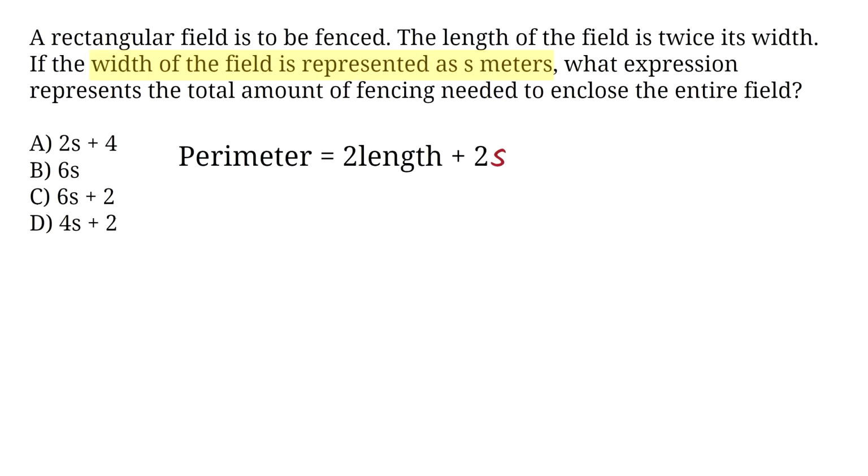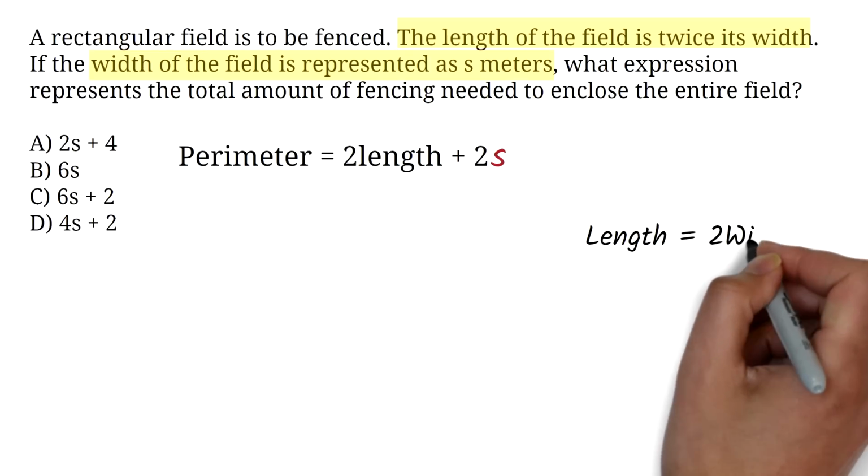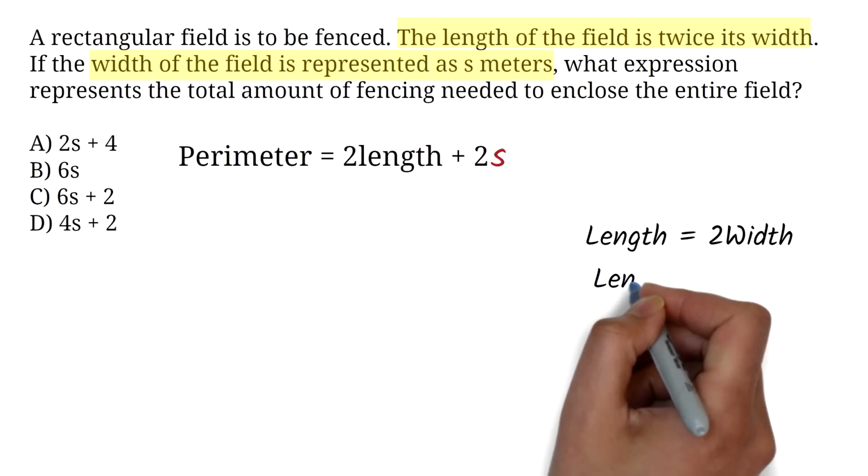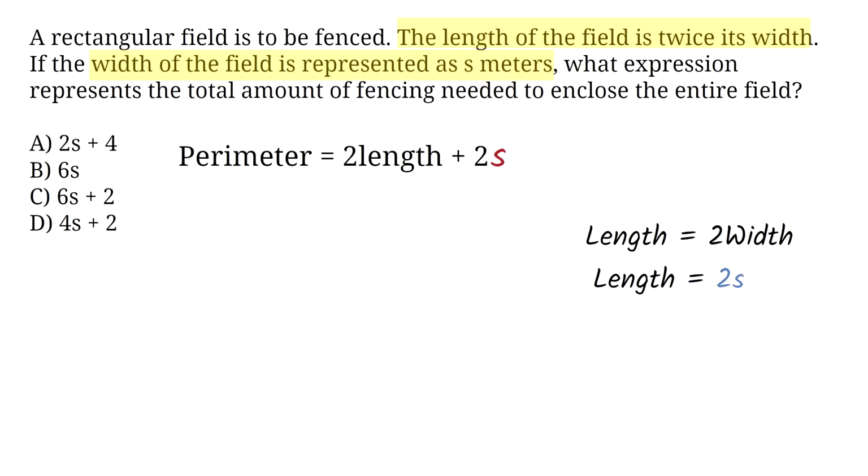From the question, we are told that the length of the field is twice its width. So length equals 2 times width. But we know that the width is S, so this will be length equals 2S. We put this into the perimeter formula. We have 2 times 2S, plus 2 times S.